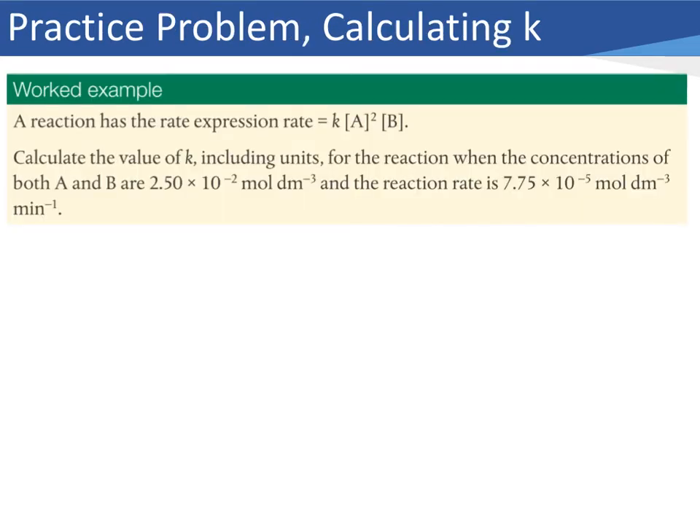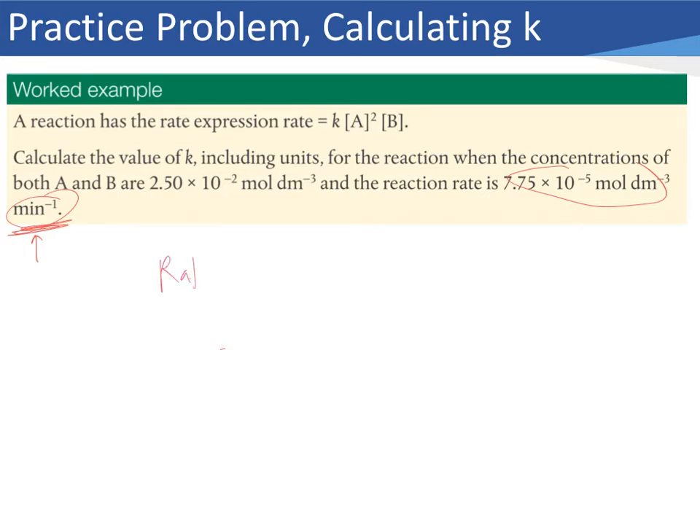So let's look at a sample problem where we're going to calculate rate. A reaction has the rate expression rate equals K times A squared times B. The rate is given 7.75 times 10 to the negative fifth moles per decimeter cubed per minute. So notice that this is per minute. Normally it's going to be per second, but the key is it needs to be per unit time, and so we need to keep that in mind, per minute. The concentrations of both A and B are 2.5 times 10 to the negative second moles per decimeter cubed.